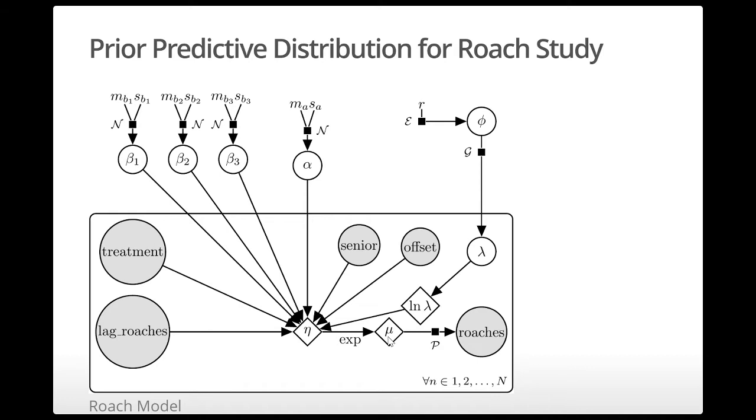So what is alpha again? Alpha is the intercept going into the linear predictor. Beta 1, let's suppose, is the coefficient on the previous number of roaches.